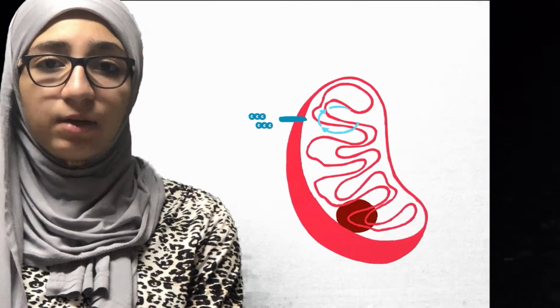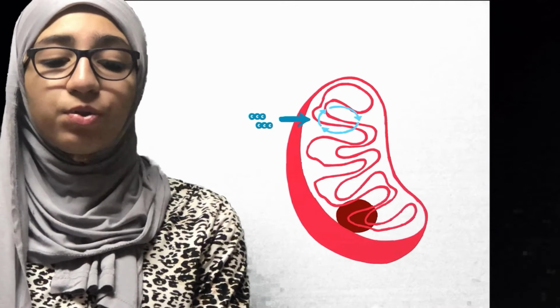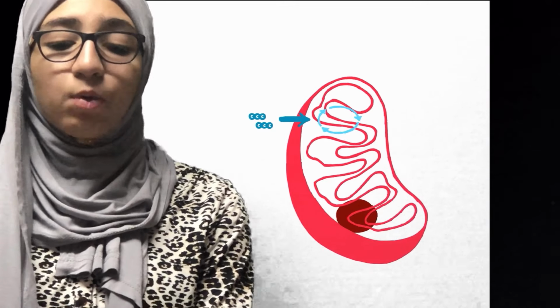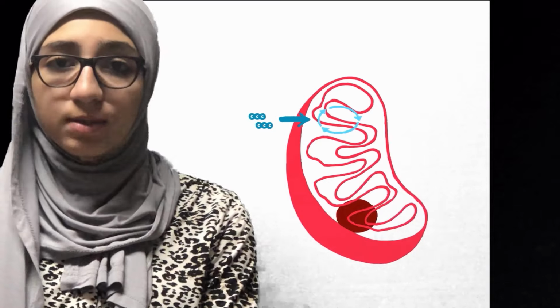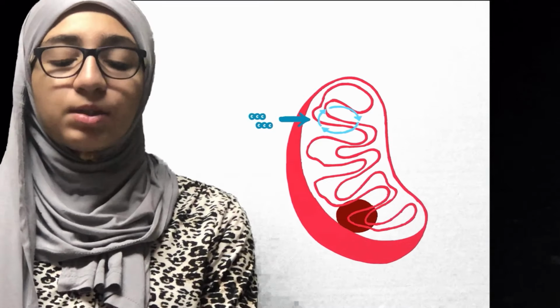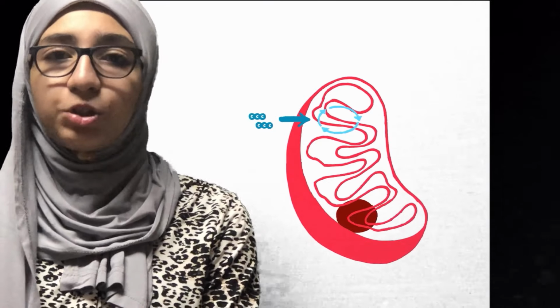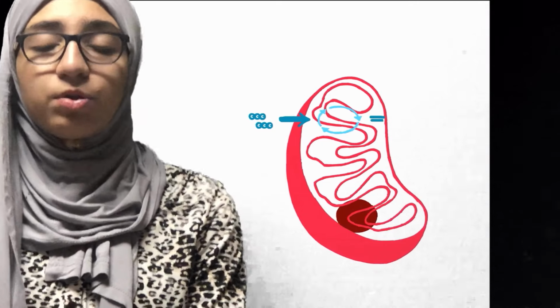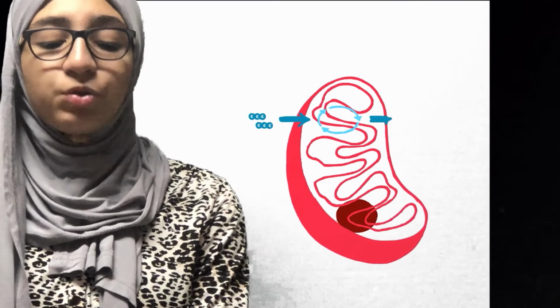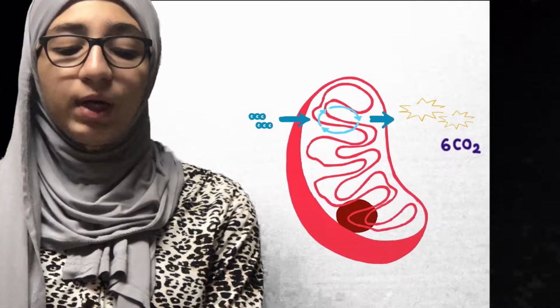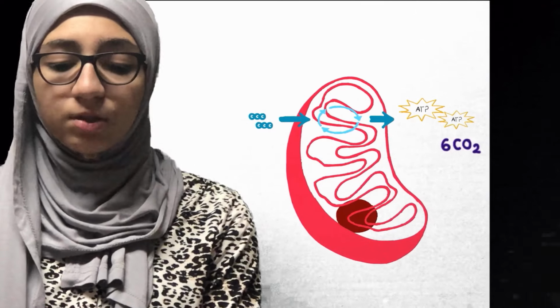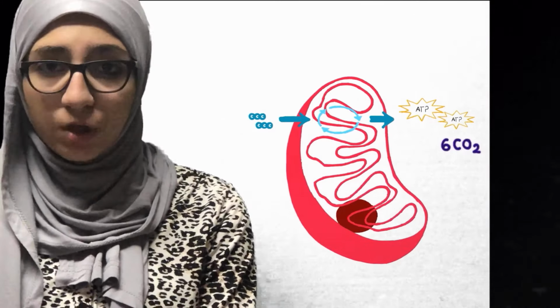The reactant of the Krebs cycle is the 2, 3-carbon molecules that were broken down in the glycolysis process. The 3-carbon molecules entered the mitochondria into the matrix. These 2-carbon molecules are broken down in a cycle of chemical reactions. 2 ATP molecules are produced plus carbon dioxide, CO2.